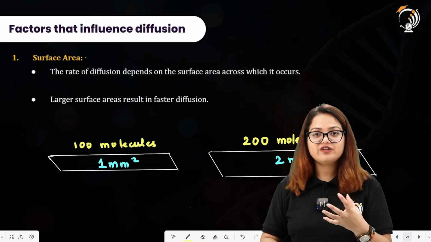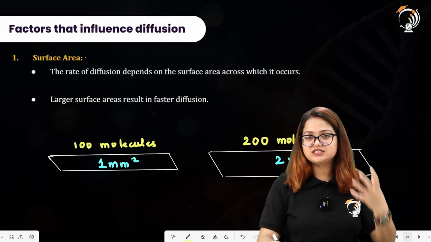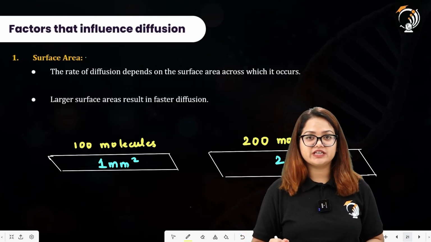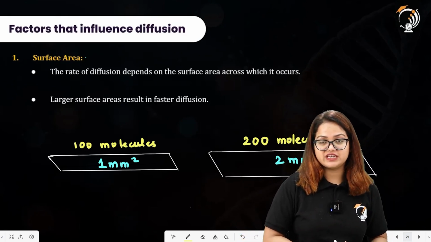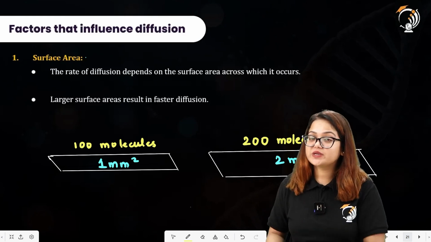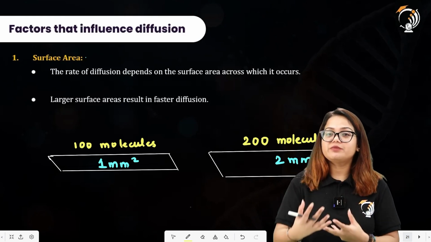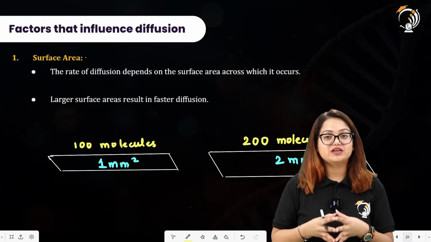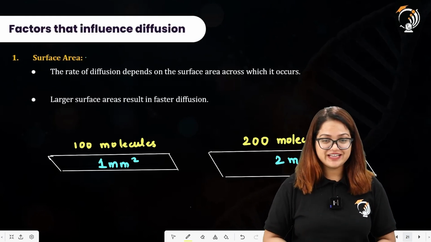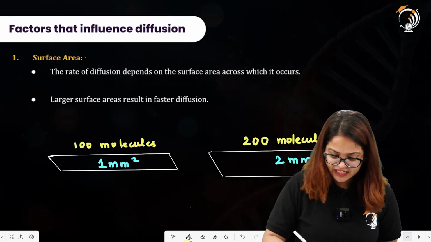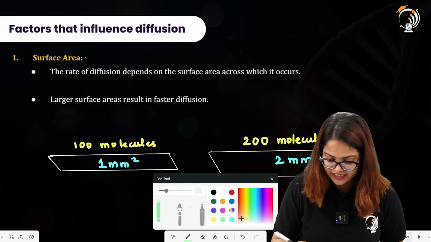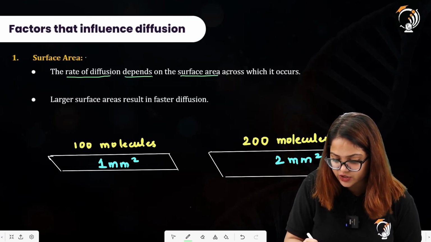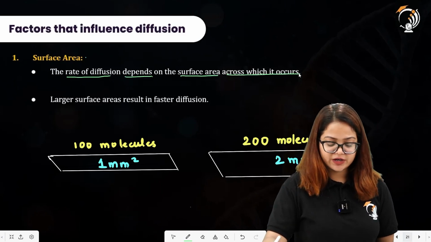So what do we infer from this statement? What impact does this surface area relation have on the diffusion rate? Whenever we increase the surface area, the rate of diffusion also increases. There will be more molecules moving across the surface area in a given time. The rate of diffusion depends on the surface area across which it occurs.